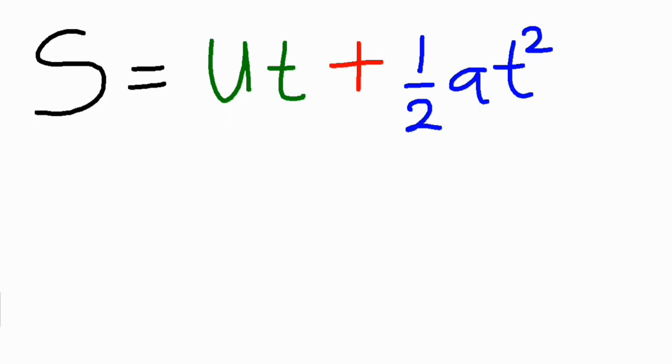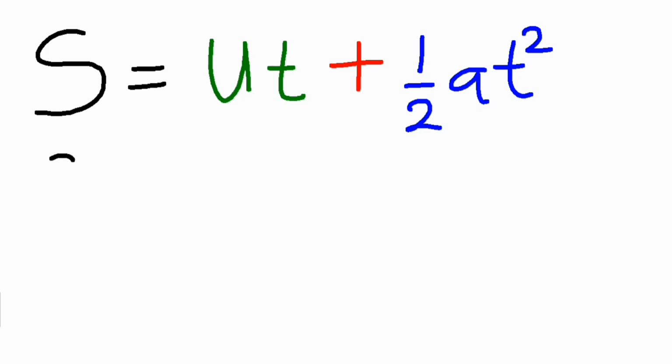Now let's start. So the first one, S is equal to ut. Now this one, you see these two things, the reason why we have ut and plus half at squared, is because this is what we call a partial variation. And you know, a partial variation is a variation that is partly constant. Now let's differentiate between the two of them.